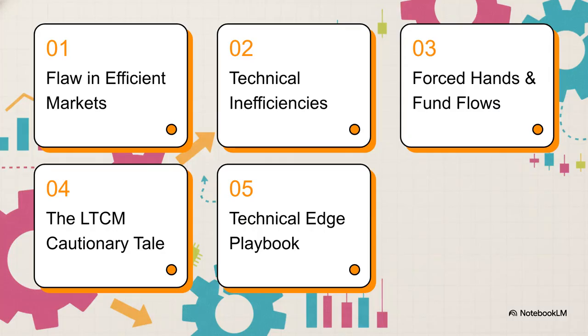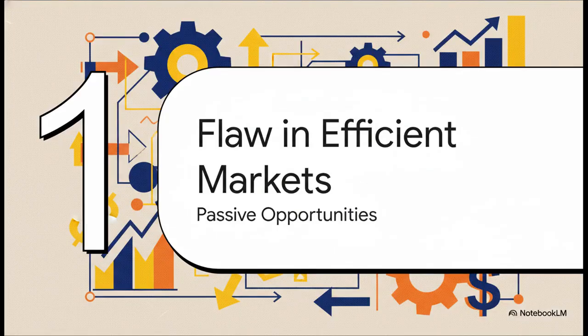So here's our game plan. We'll start by finding the crack in the efficient market theory. Then we'll clearly define what these technical inefficiencies are and look at the huge forces behind forced trading. We'll dive into the wild cautionary tale of LTCM, and then we'll wrap it all up with an actionable playbook you can use. First up, the flaw in efficient markets.